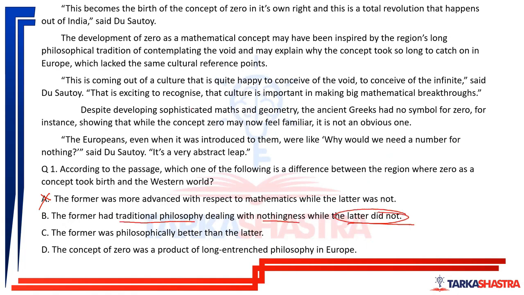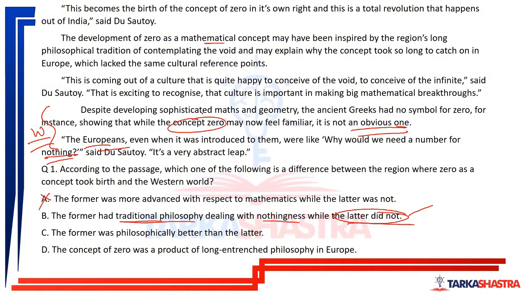Okay, so here the concept of zero is not an obvious one, right? Here Europeans are asking, why would we need a number for nothing, right? So again, these are Western areas, right? So you can say that they did not have any concept. So this bit checks out. The former had traditional philosophy dealing with nothingness.